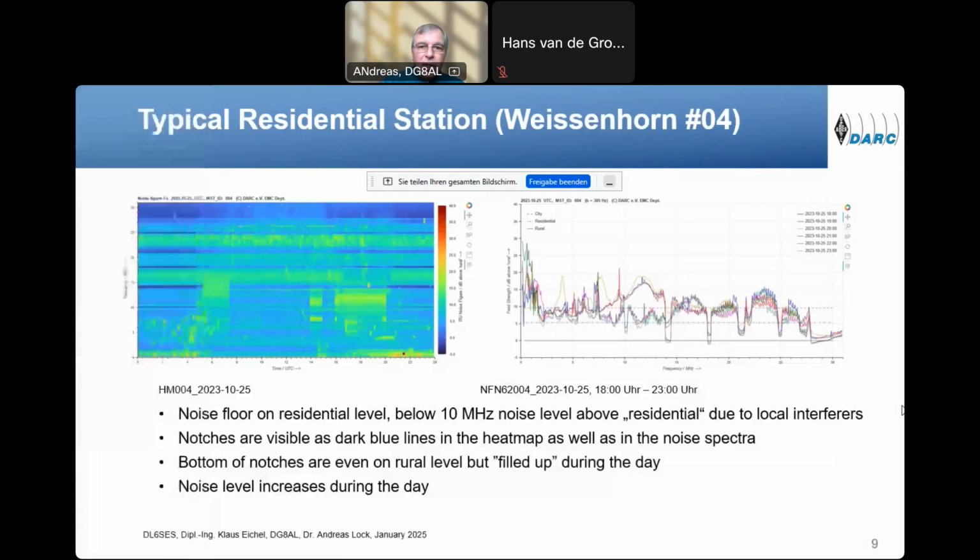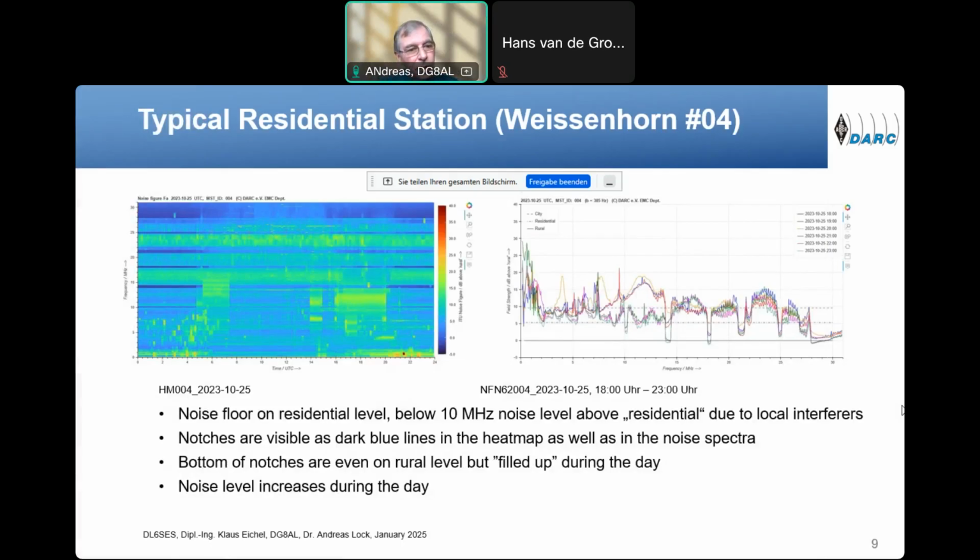So if we proceed now to the next location type, that's a residential location type, and we have here the residential station in Weißenhorn. That's close to Klaus's QTH. So what we see here, the diagram has a more, let's say, yellow and greenish color.